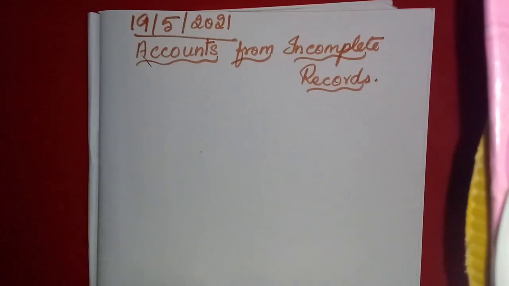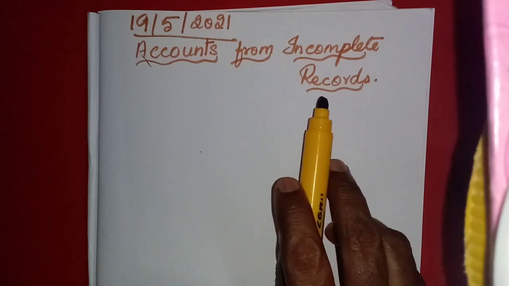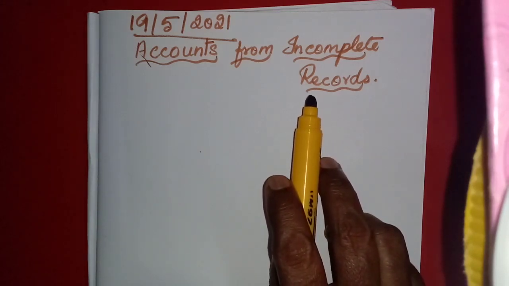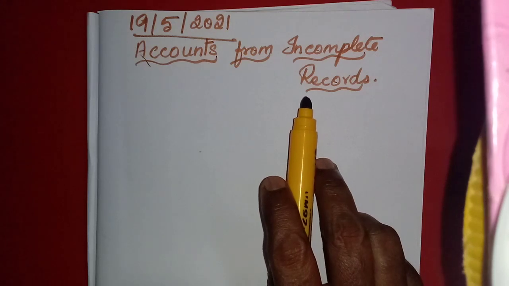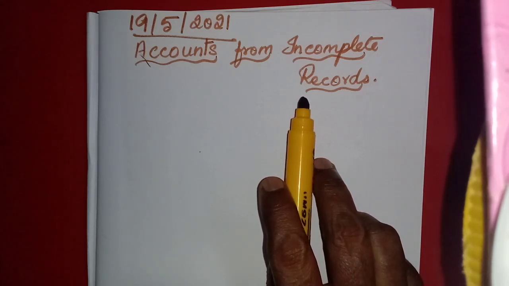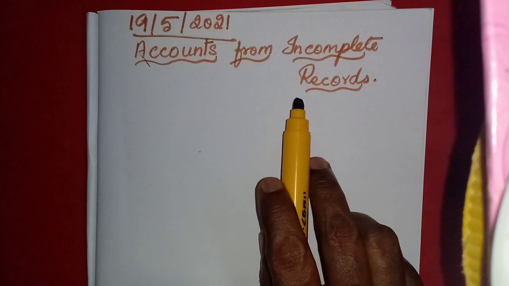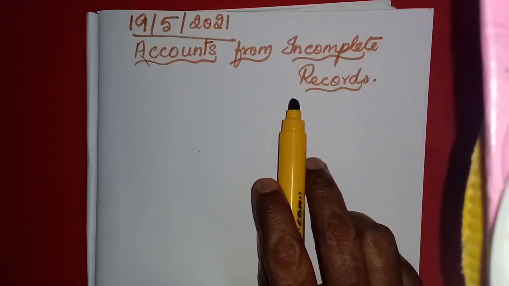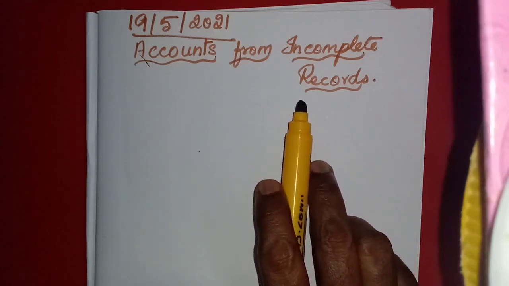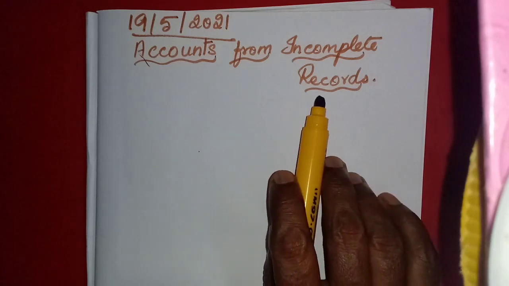Because here we have studied about the incomplete records, isn't it? Here the double entry system is not followed. For some transactions they will record both the aspects, and for some other transactions they may enter one aspect, the other may be omitted, and for some transactions they will omit both the aspects entirely. Okay, so it is called incomplete records.